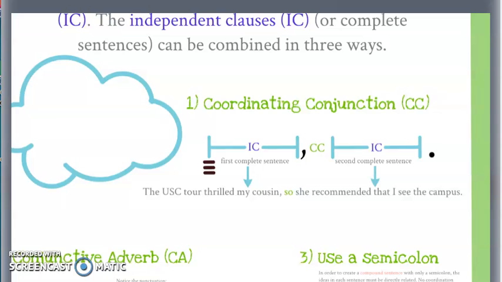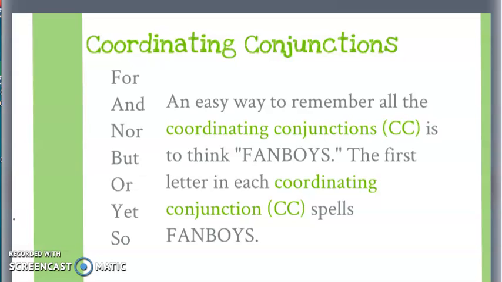A conjunction is a part of speech that is used to connect clauses or sentences or to coordinate words in the same clause. An easy way to remember all the coordinating conjunctions is to think of FANBOYS. The first letter in each coordinating conjunction spells FANBOYS, which are for, and, nor, but, or, yet, so.